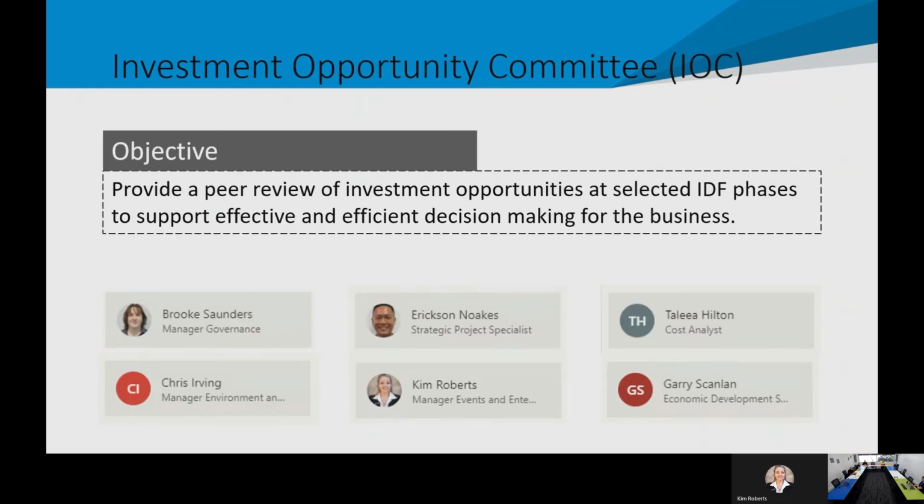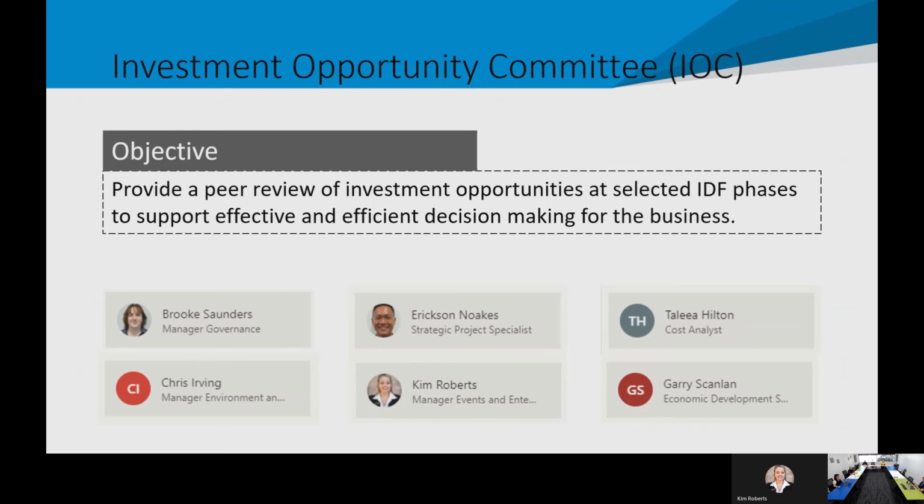So the Investment Opportunity Committee objective, and this is set out in the terms of reference, is to provide a peer review of investment opportunities at selected IDF phases to support effective and efficient decision making for the business. So obviously the 6 of you are members of that. Brooke has been added as a 6th member and is the only member under the terms of reference that stays consistent in that group. And I know we had some questions around that with the terms of reference, but that's where we landed.